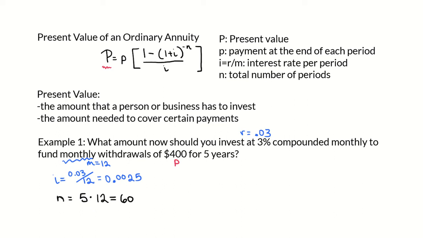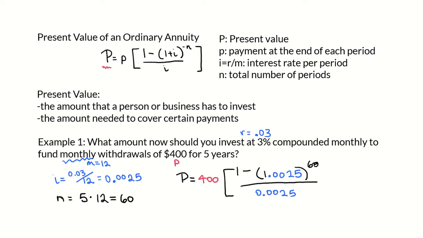Then we can set up the equation. Present value is equal to the payment amount, 400, multiplied by 1 minus 1 plus I, which would be 1 plus 0.0025, or 1.0025, raised to the n power, which is 60, divided by I, which is, again, 0.0025.